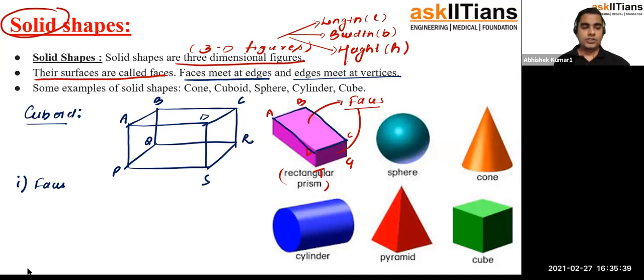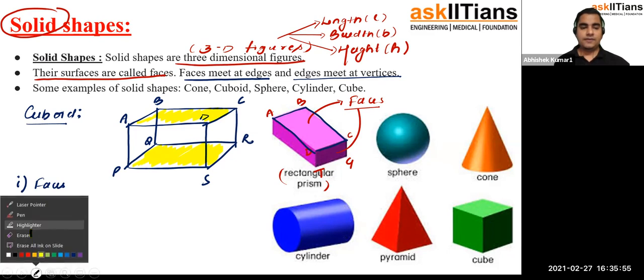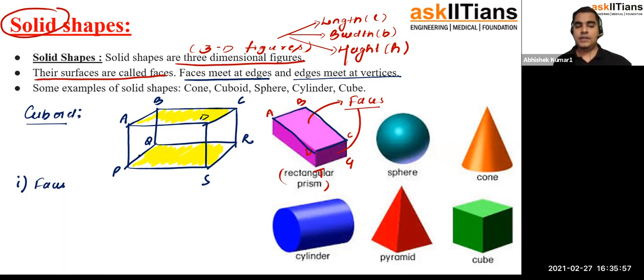So I'm going to shade what is face. Okay, so this A, B, C, D that you have, this is one of the faces. Parallel to it, you have one more face, which is PQRS. Clear? Here you have on the right hand side one more face, which is DCRS. Apart from that, you have another face, which is ABQP.